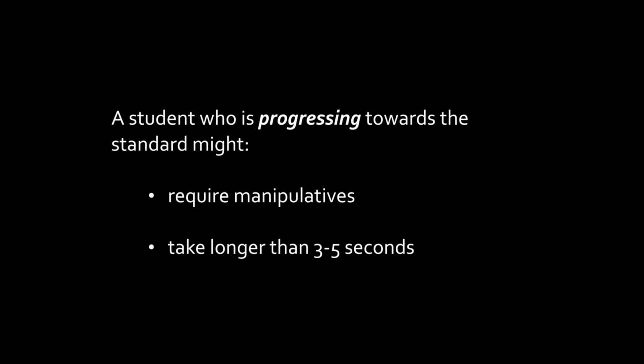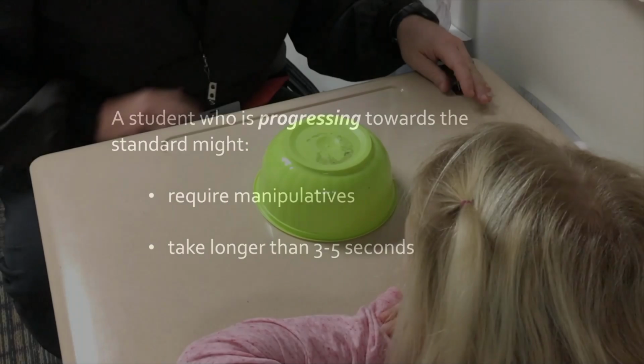As we begin assessing this operations in algebraic thinking standard to see if students are fluent within 5, there's a couple things that I'm going to be looking for. A student who is progressing towards this standard might require some manipulatives. They might need some counters, they could use a rekenrek, or they might just use their fingers. But as students compute and solve, adding or subtracting within 5, I'm looking to see if they're able to do this mentally, and if it takes longer than 3 to 5 seconds. So let's take a look at what this looks like.